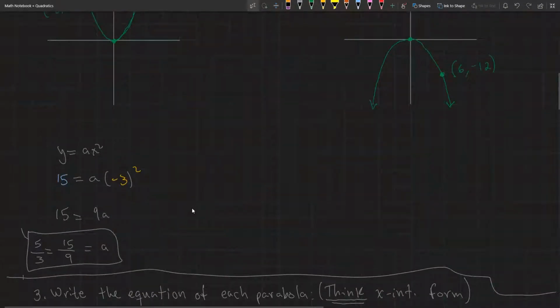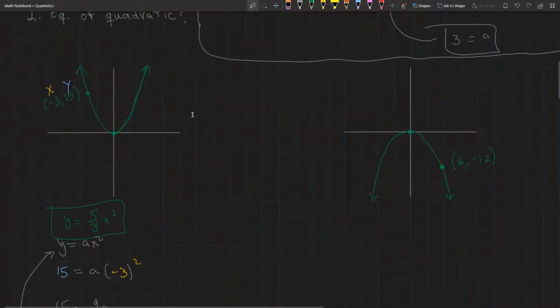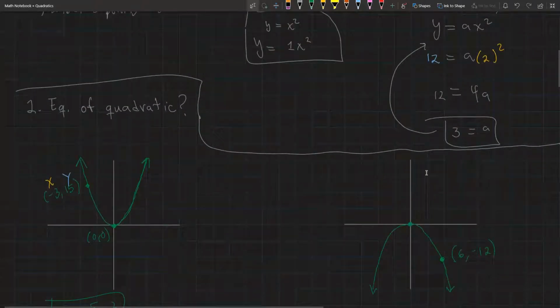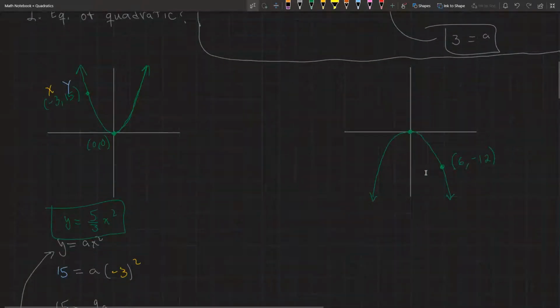But that means that now we have to make a substitution here, which gives us an equation of 5 over 3 in simplified form times x squared. This has a vertical stretch of 5/3 because this is greater than 1. That's pretty cool that we can find the equation of a parabola through almost any 2 points. That's not always the case, but in these special cases, we can.